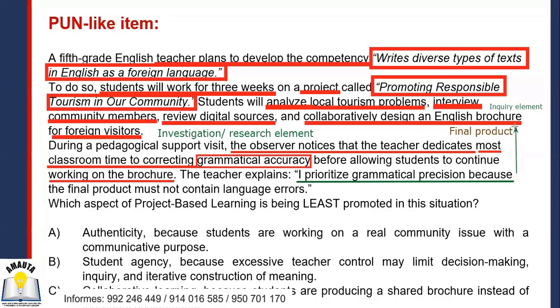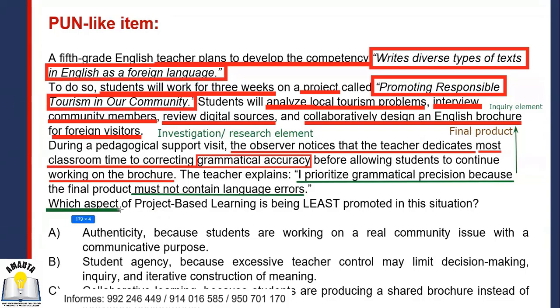Here it says the brochure. All right, the final product must not contain language errors. So definitely these teachers prioritize accuracy, right? Grammatical perfection, right? Okay. Which aspect of project-based learning, PBL, right?